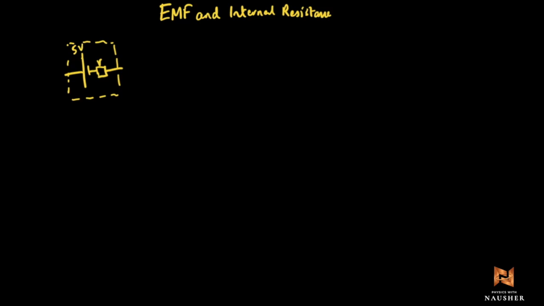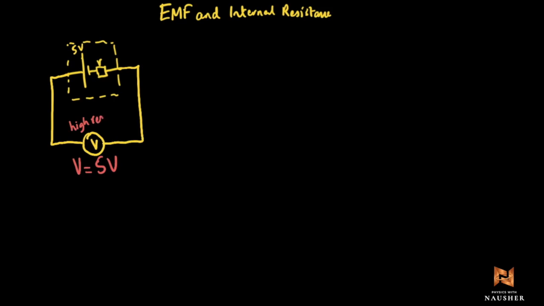What you do is you connect a voltmeter in parallel to the cell just to check what is the voltage of the cell, and lo and behold, the voltage turns out to be 5 volts. You have connected a high resistance voltmeter. Remember, voltmeters always have a very high resistance. Ammeters have very low resistance.